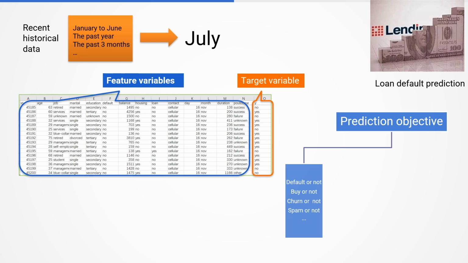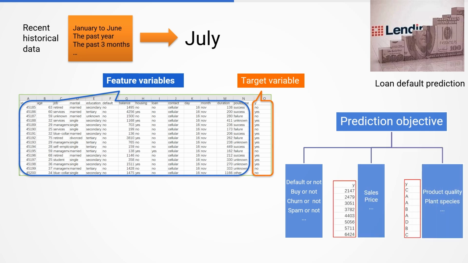In addition, YModel can also solve regression and multi-classification problems. The regression problem refers to a problem where the target variable is a numerical value, such as predicting the sales volume or selling price of a product. The multi-classification problem generally refers to predicting which category something belongs to, such as predicting whether the product quality is grade A, grade B or grade C.